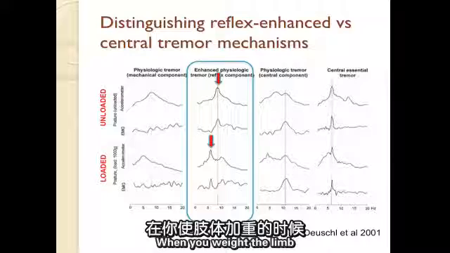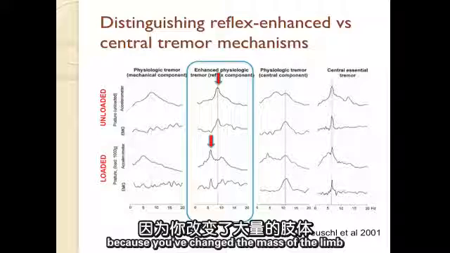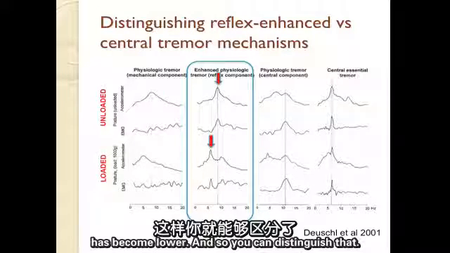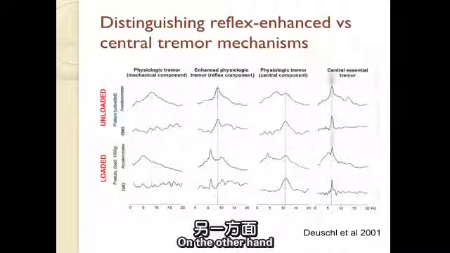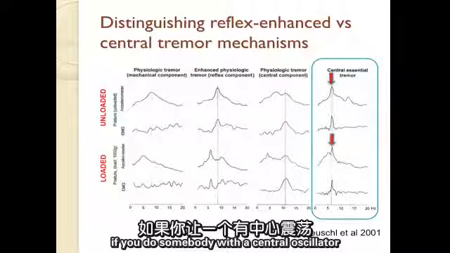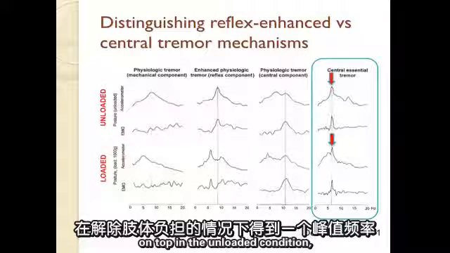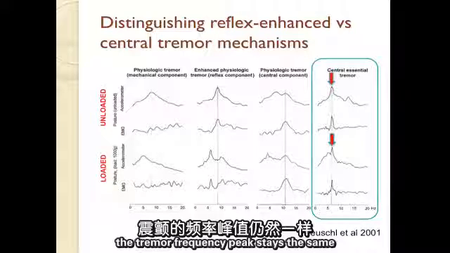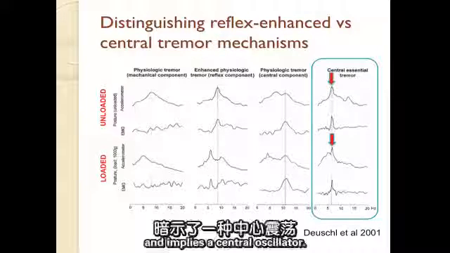When you weight the limb, the frequency peak shifts down because you've changed the mass of the limb, and so now the characteristic resonant frequency has become lower. And so you can distinguish that. And so this implies a peripheral origin of the oscillator. On the other hand, if you do somebody with a central oscillator like essential tremor, you have a peak frequency on top in the unloaded condition. As soon as you load the limb, the tremor frequency peak stays the same. So it's unaffected by the mechanical properties of the limb and implies a central oscillator.